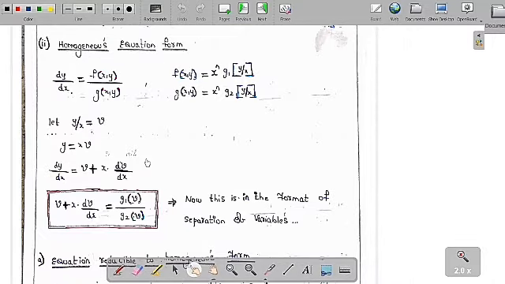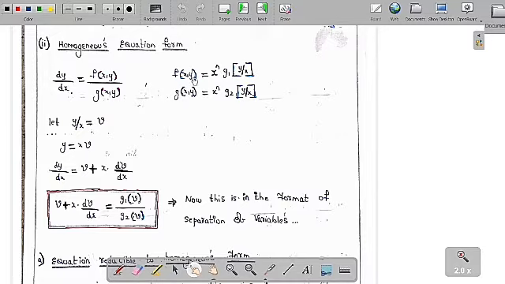So now we are going to discuss the homogeneous equation form. This is the second way of solving the first order first degree differential equation in a very easy manner. See, now suppose a differential equation is in this format, which is dy by dx is equal to f of x comma y by g of x comma y.